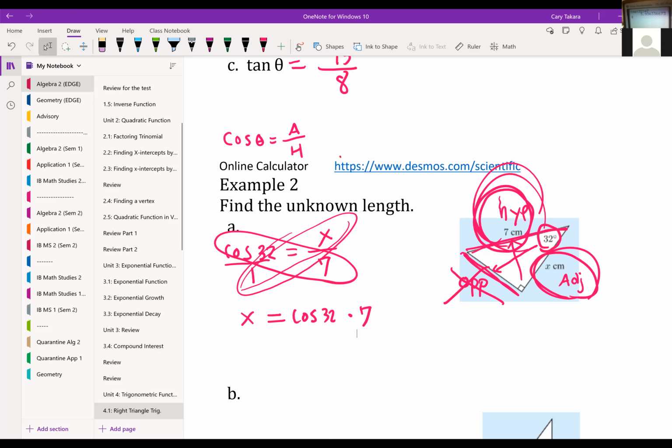Did anybody get a different number by any chance? You could possibly get a different answer depending on the setting of your calculator. 5.9 is the right answer, so let's write down 5.9 centimeters. Did anybody get 5.8 by any chance? Okay, Francisco, you got 5.8, right? Now, 5.8 is the wrong answer. Why did you get 5.8 instead of 5.9?